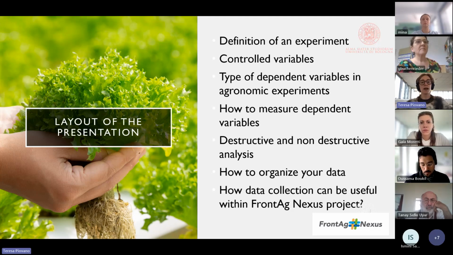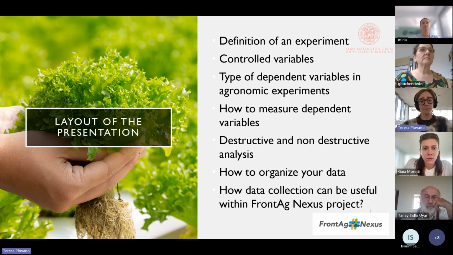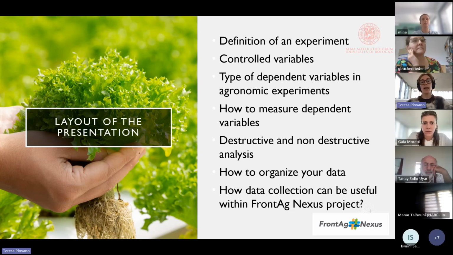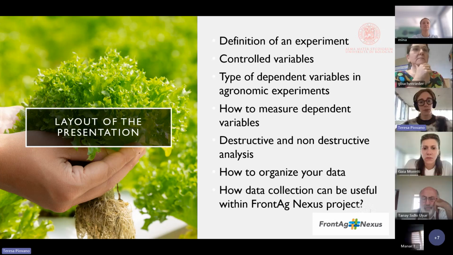We will identify which type of dependent variables can be useful within agronomic experiments, how to measure the dependent variables, how to analyze them, so through the destructive and non-destructive analysis, how to organize your data, and then I will provide some practical examples, simple example, to see how data collection can be useful within the Frontagnex project.